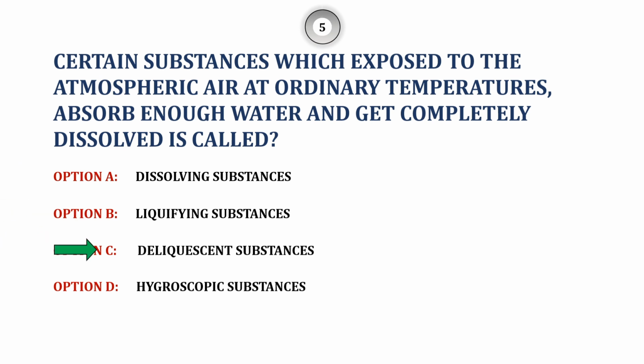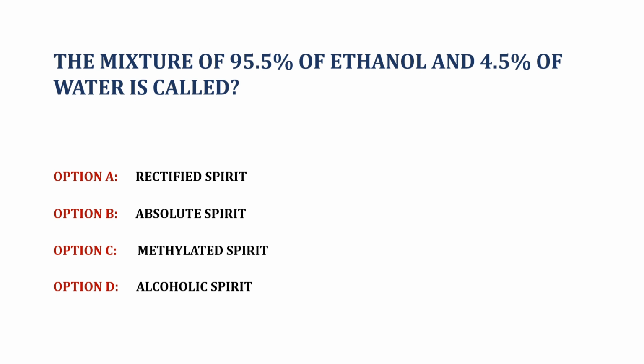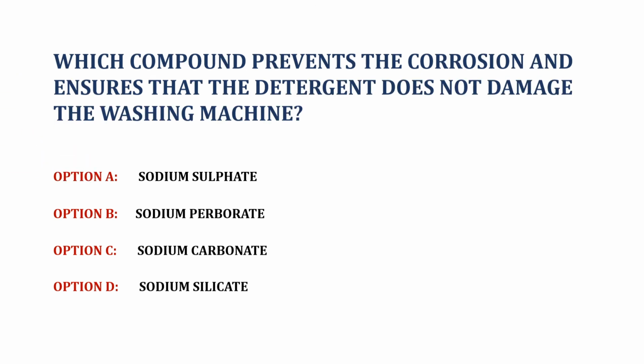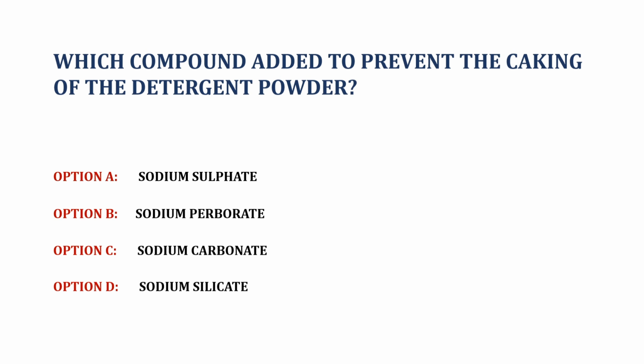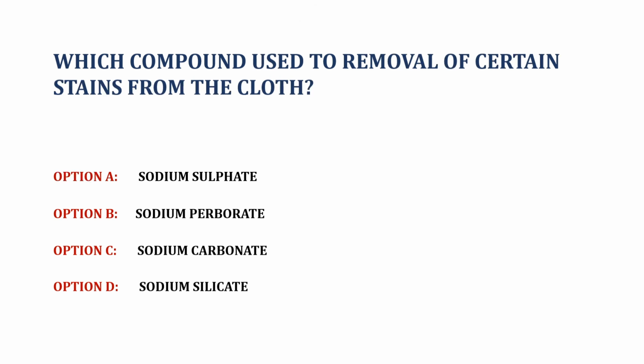Option C, deliquescent substances. The mixture of 95.5% of ethanol and 4.5% of water is called? Option A, rectified spirit. Which compound prevents the corrosion and ensures that the detergent does not damage the washing machine? Option D, sodium silicate. Which compound is added to prevent the caking of detergent powder? Option A, sodium sulfate.